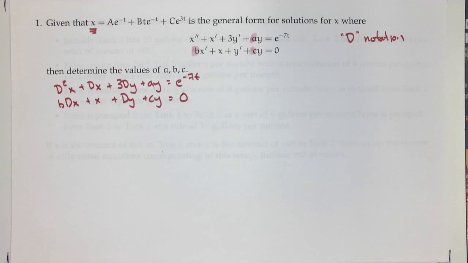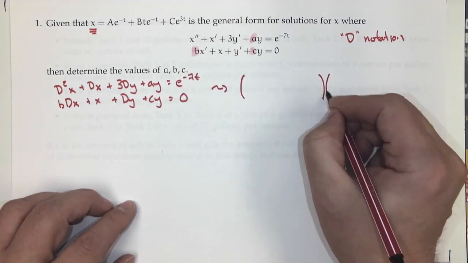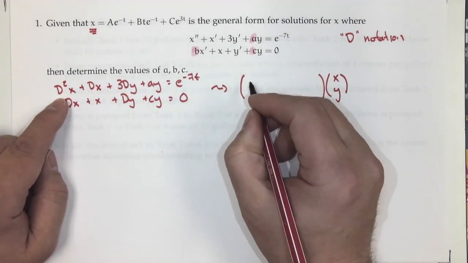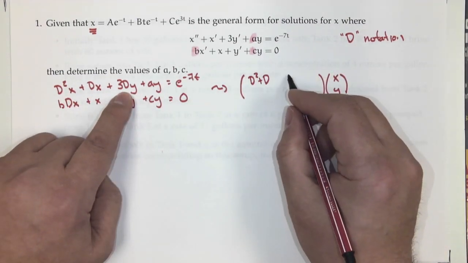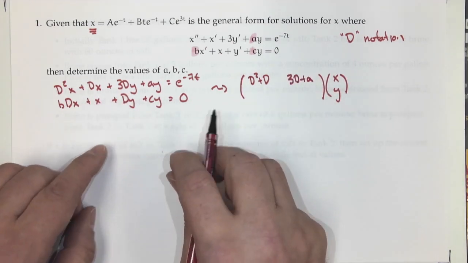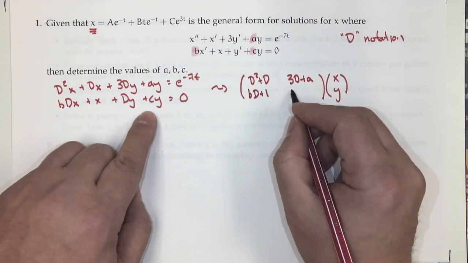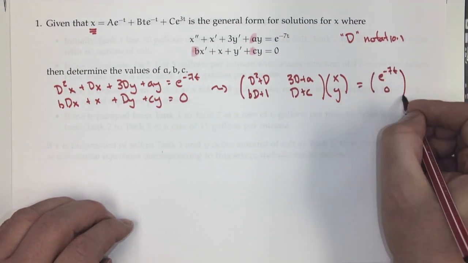So take your derivatives, rewrite it using your D notation, and so we have our system here. And now we're going to write this as a matrix. So we're going to have x, y multiplying by things. What's attached to the x? We have our D squared plus D. What's attached to the y? 3D plus a. Down in the next row, b times D plus 1, and D plus c. And that equals e to the minus 7t, 0.